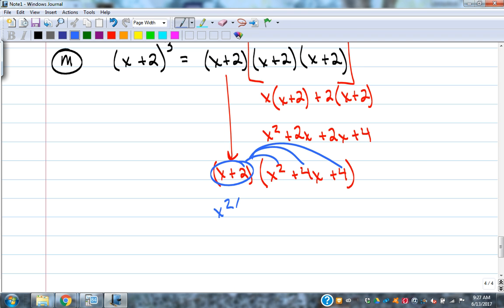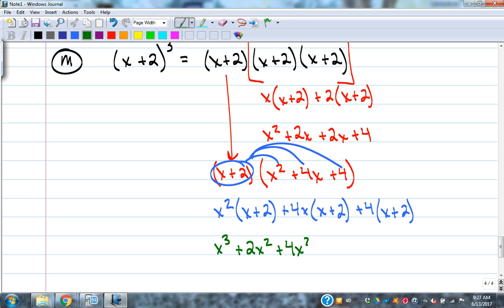So it'd be x squared times x plus 2, 4x times x plus 2, plus 4 times x plus 2. Doing the same work again, just a longer problem. And that'll give us x to the third, 2x squared, 4x squared, 8x, 4x, and 8.